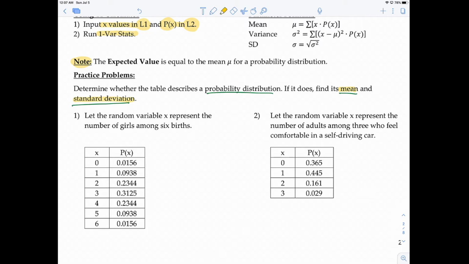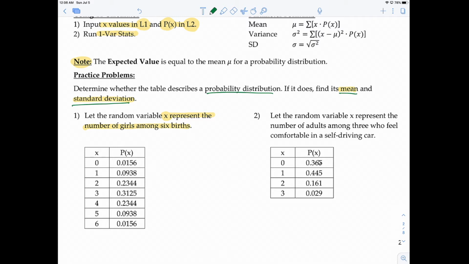So let's take a look at number 1. The random variable x represents the number of girls among 6 births. So among 6 births, you can have no girls, you can have 1 girl, 2 girls, 3 girls, 4 girls, 5 girls, or 6 girls, right? If all of them were girls. And the no girls would be if all of them were boys, right? And these are the corresponding probabilities for each of those.